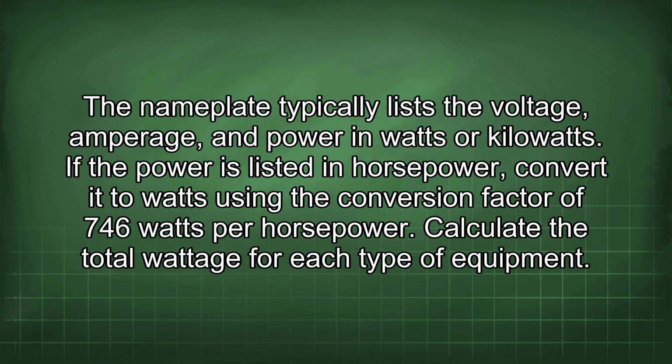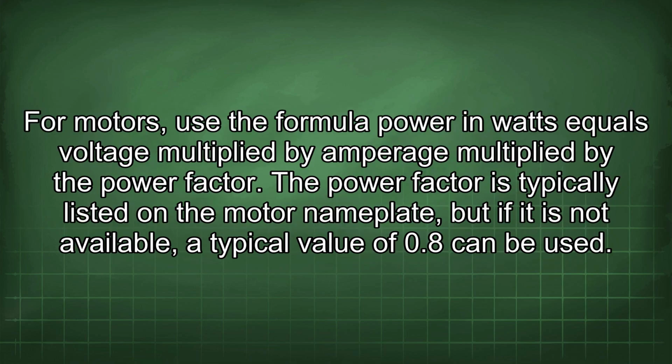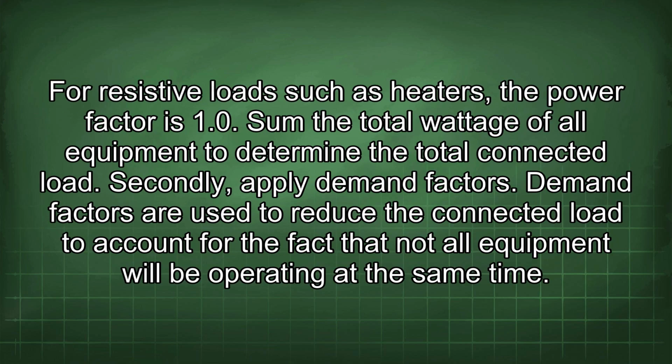Calculate the total wattage for each type of equipment. For motors, use the formula: power in watts equals voltage multiplied by amperage multiplied by the power factor. The power factor is typically listed in the motor nameplate, but if it is not available, a typical value of 0.8 can be used. For resistive loads such as heaters, the power factor is 1.0. Sum the total wattage of all equipment to determine the total connected load.